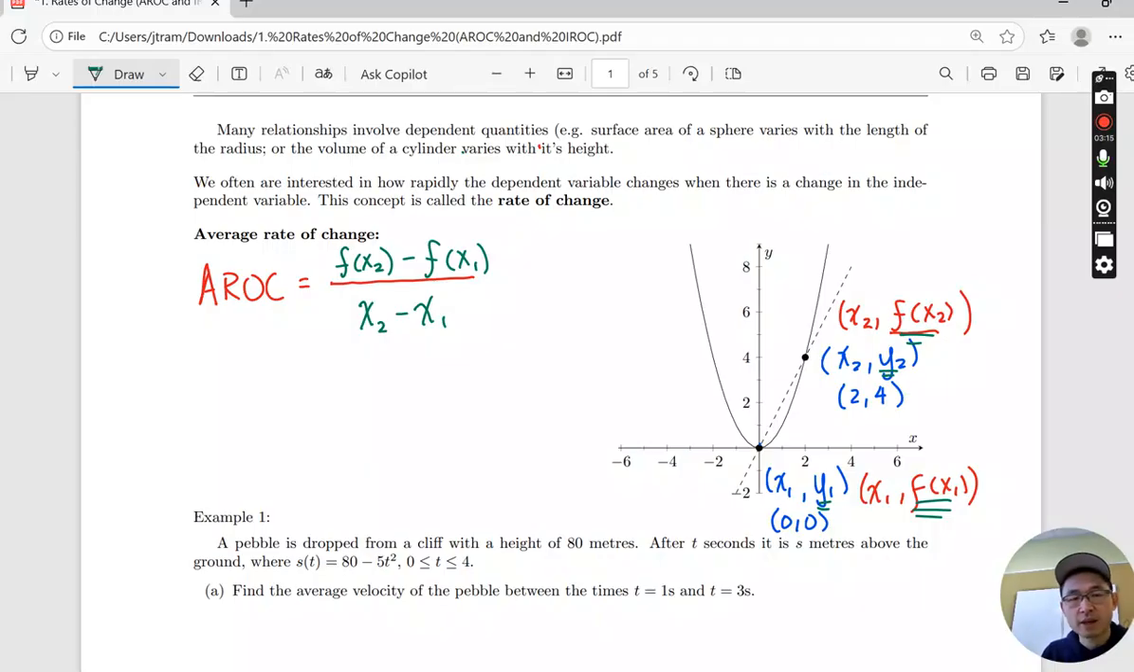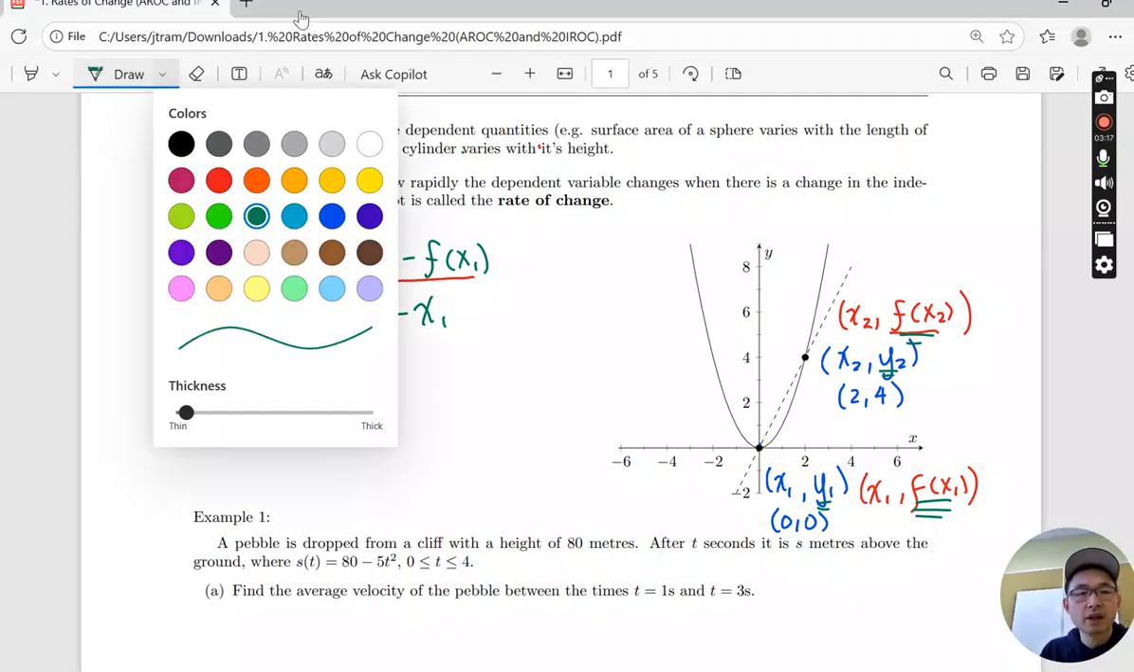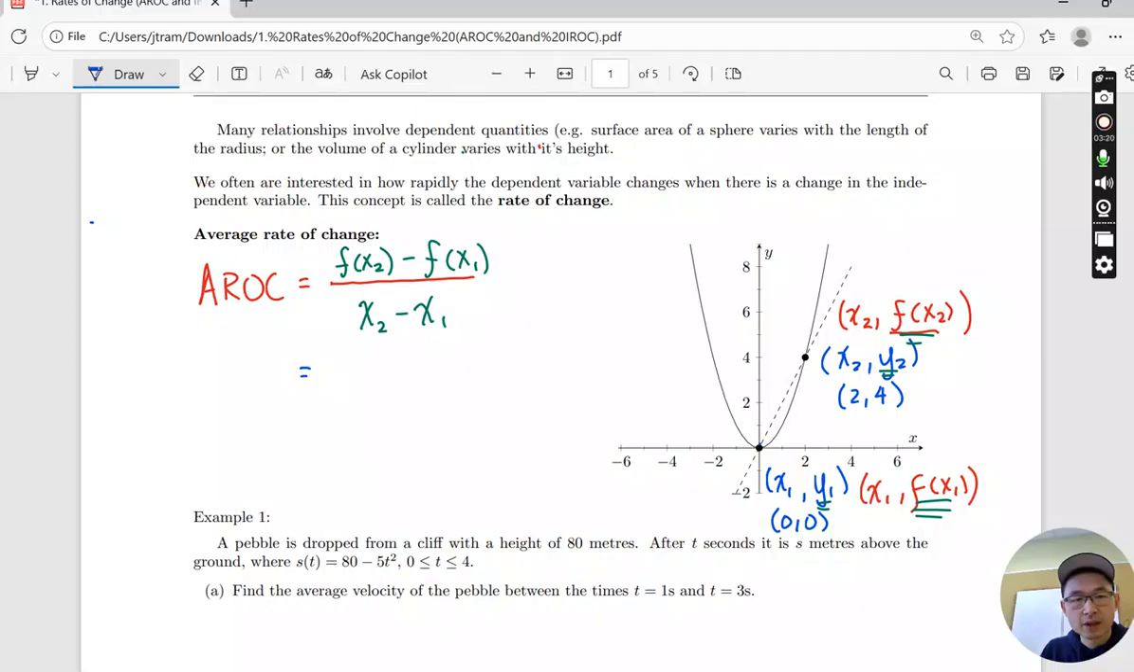Now for this particular example, let's use the values that we are given. Okay, so which in this case will be, well, what's f of x2? It's our y2, in other words 4. So 4 minus, what's our y1? f of x1, y1, that's 0. 4 minus 0, over x2, which is just 2, minus x1, which is just 0. So 4 minus 0 is 4, 2 minus 0 is 2, 4 divided by 2 is 2.